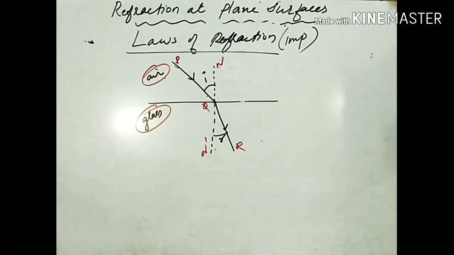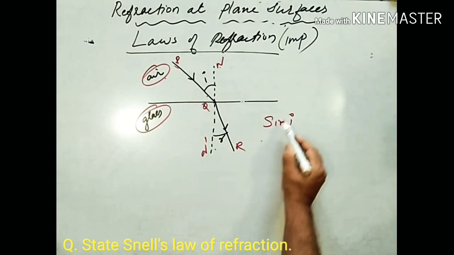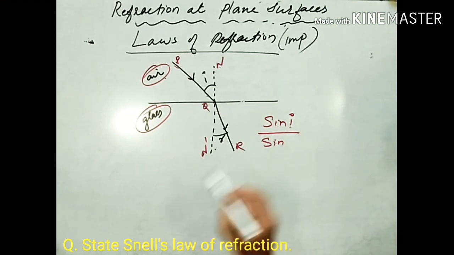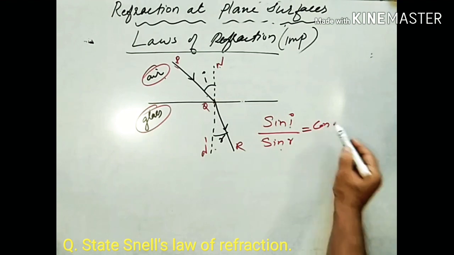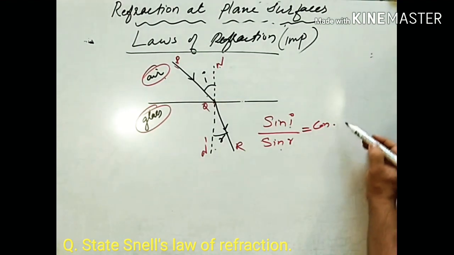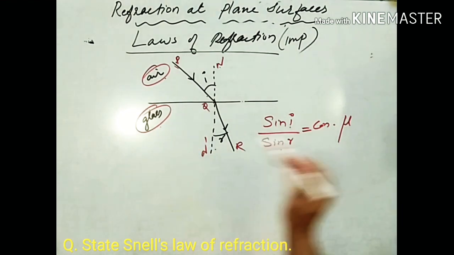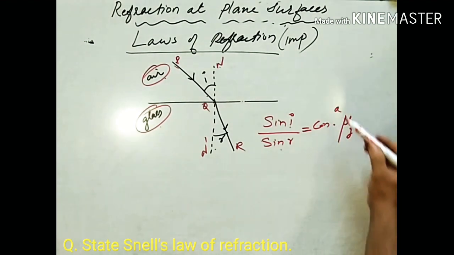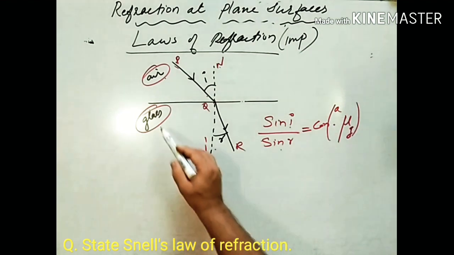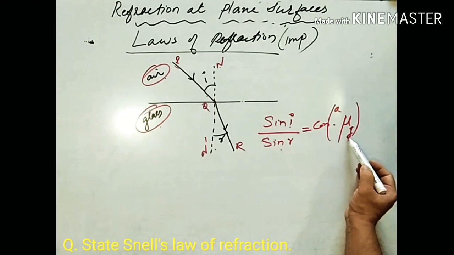And the second law of refraction, it has been experimentally found out by Willebrord Snell, that sin i by sin r, the ratio of the sine of the angle of incidence to the sine of the angle of refraction, is a constant. That constant is known as the refractive index, mu, the refractive index of the second medium. What is the second medium? Glass with respect to air. How do you read it? Refractive index of the second medium with respect to the first medium. We call it the refractive index of the glass.